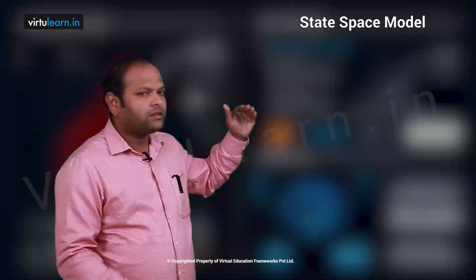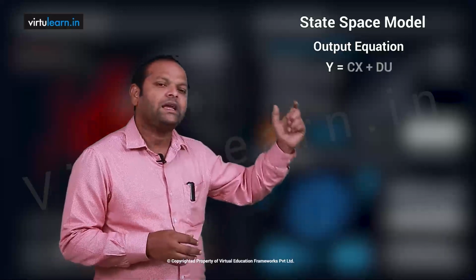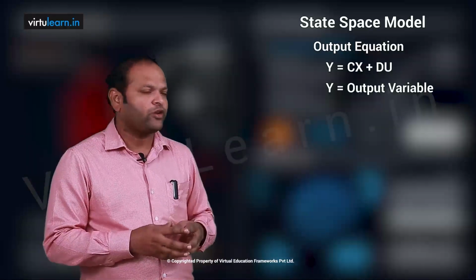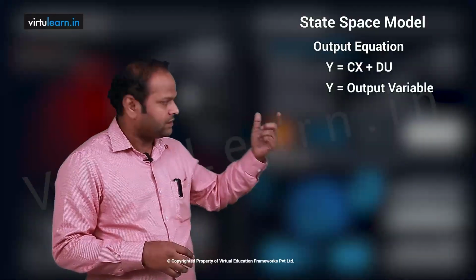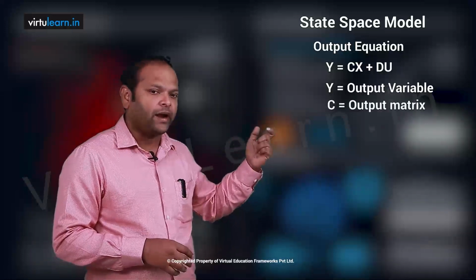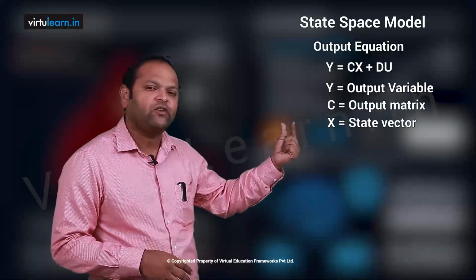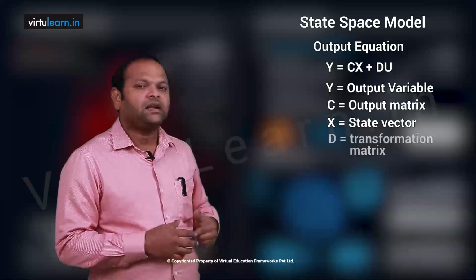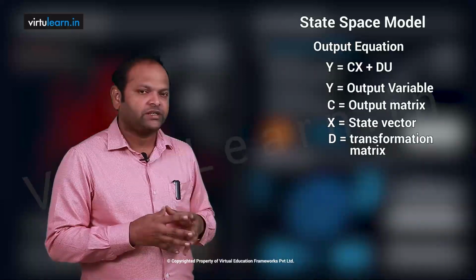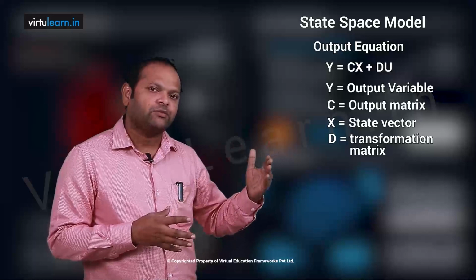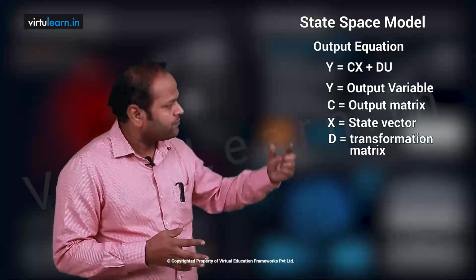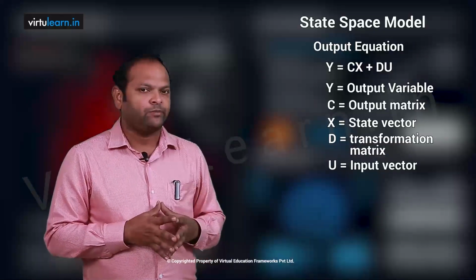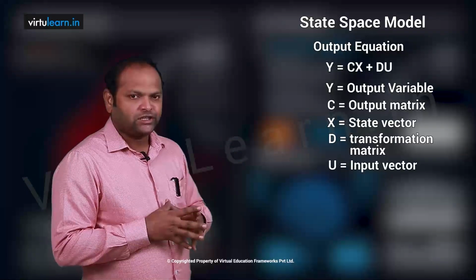Similarly, I can write the output equation. The output equation is y equals Cx plus Du. Y is the output variable, and C and D are matrices. C is called the output matrix, and x, of course, we know is the state vector, and D is the transmission matrix. The transmission matrix gives the direct relation between input and output, and u is, of course, the input vector. Look at the dimensionality.